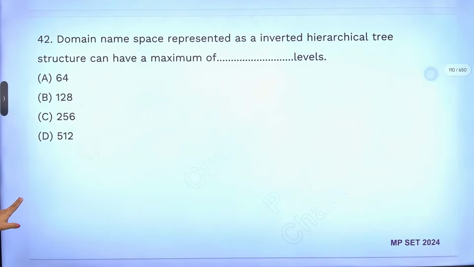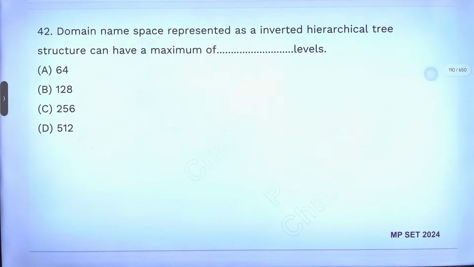Next, the domain name system is represented as an inverted hierarchy tree. An inverted hierarchical tree structure can have a maximum of dash labels.